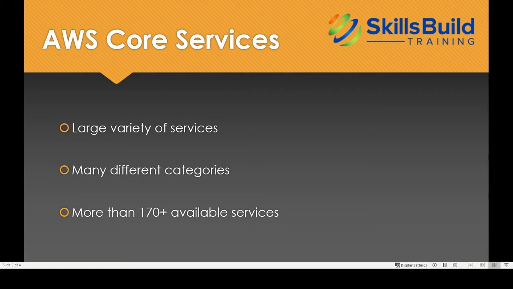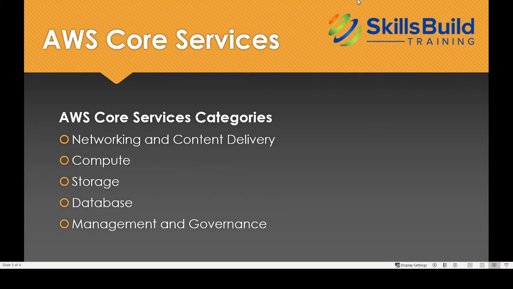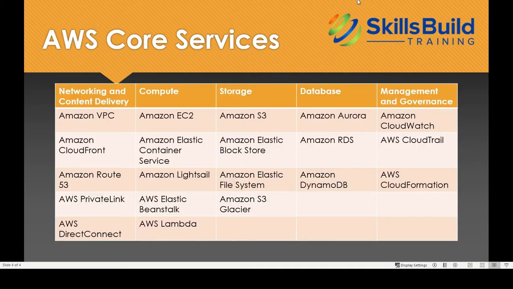Of course, we don't have the time or need to go through them all right now, but it is important to get familiar with some core AWS services, and we will explain them more in depth. And to do so, we will group them in 5 categories. So networking and content delivery, compute, storage, database, and last, management and governance. So you can see the core services there.